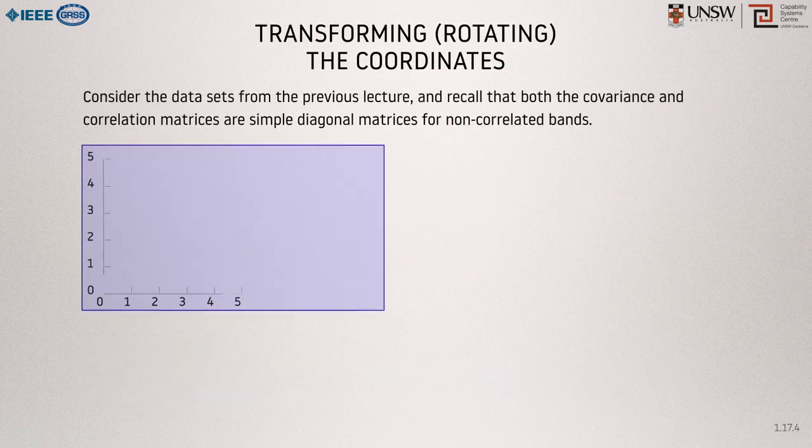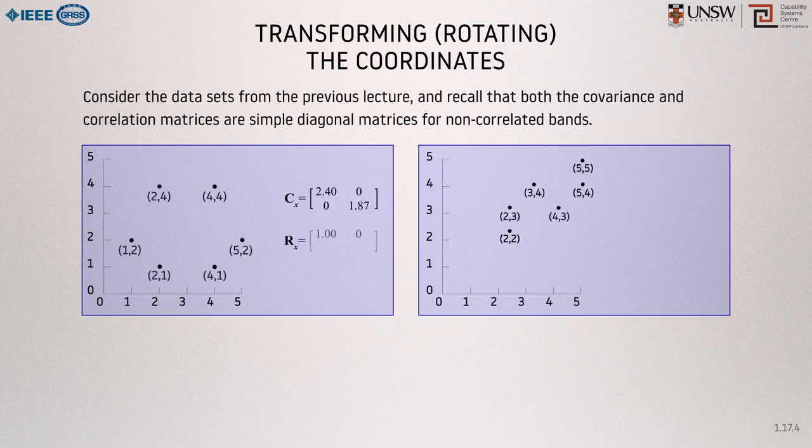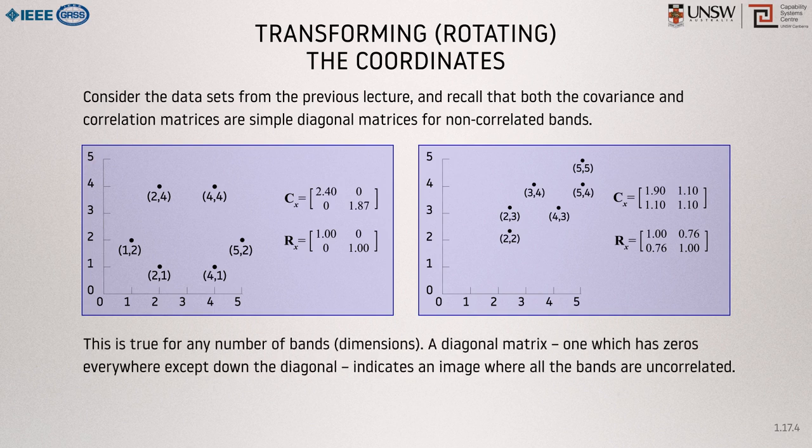To start us thinking about principal components, consider again the two data sets from the previous lecture. One has no correlation between its bands or axes. The other has high correlation. Note the last comment on the slide. Our correlation matrices will always be diagonal matrices of the same dimensionality as the number of bands recorded by the sensor, with unity for each diagonal element. Although not important here, that type of matrix is called an identity matrix.